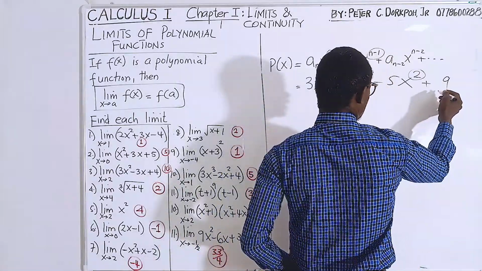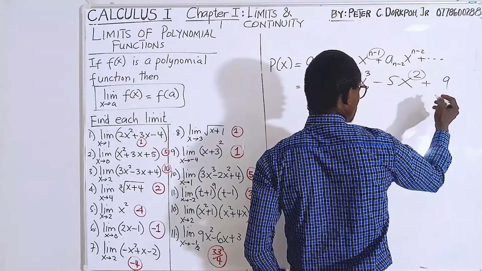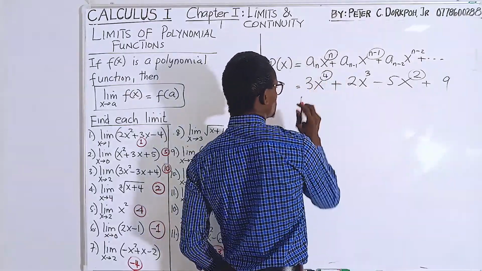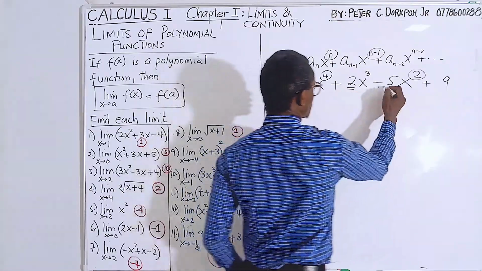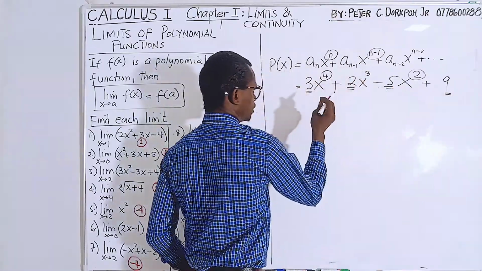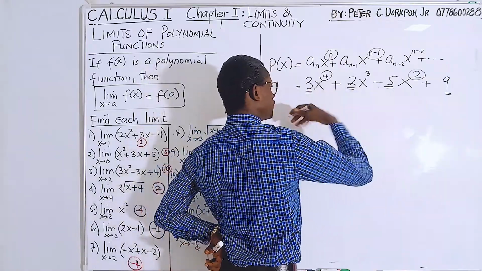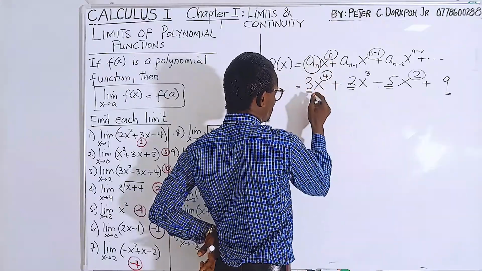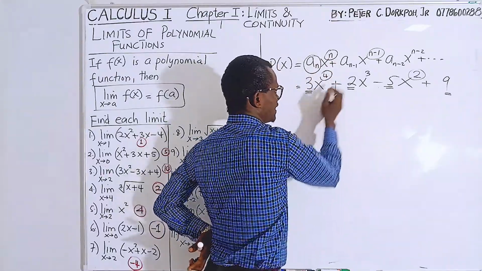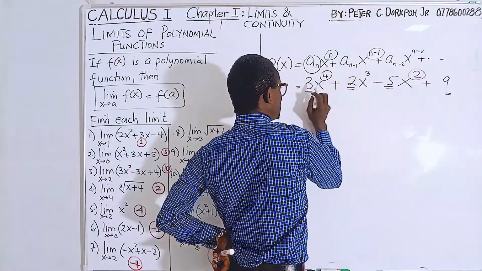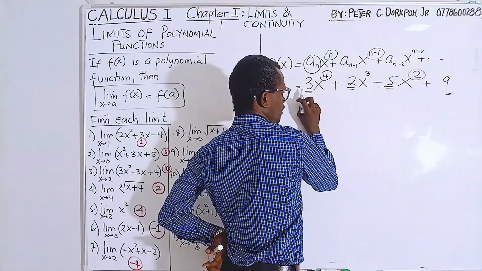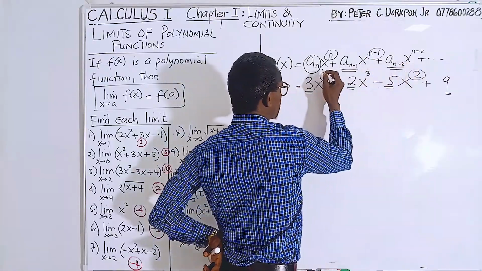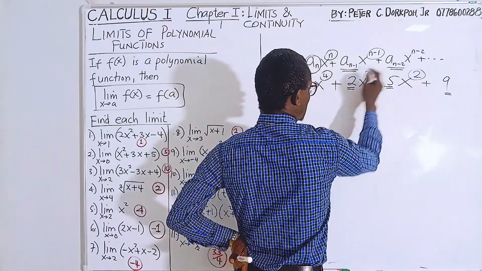So it means the next term, which is x to the power 1, is missing, right? Now, observe that the coefficients are different. Even if they are the same, they are polynomial functions. Now, this a sub n is representing the first coefficient. The a sub n minus 1 doesn't mean that n will be reducing by 1. No. It just indicates the different coefficients within these terms.